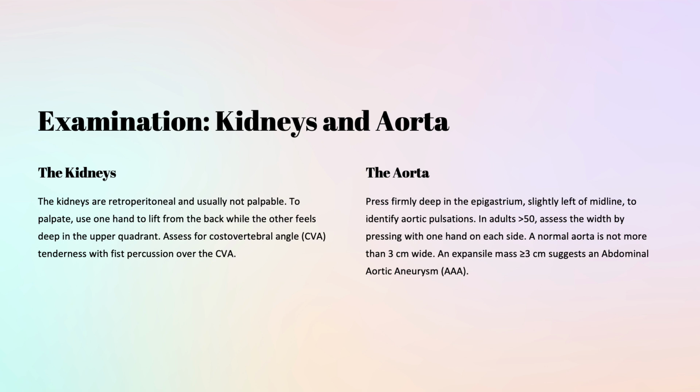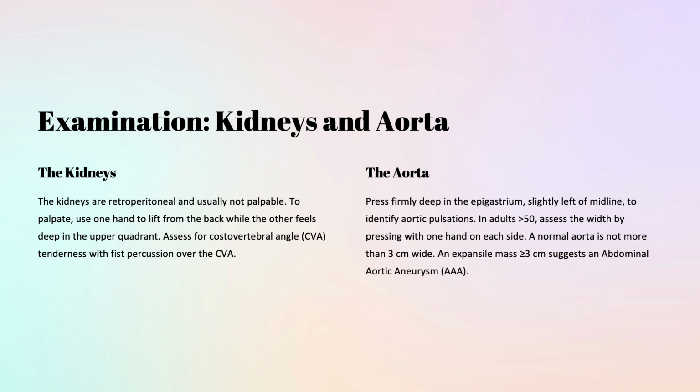Next, let's move to the kidneys and the aorta. I would like you to remember that the kidneys are located retroperitoneally, and as such, they are not usually palpable. If you want to check whether they are palpable, you could use one hand to lift from the back while the other feels deeply in the upper quadrant. You should also assess again for costovertebral angular tenderness with fist percussion over this area.